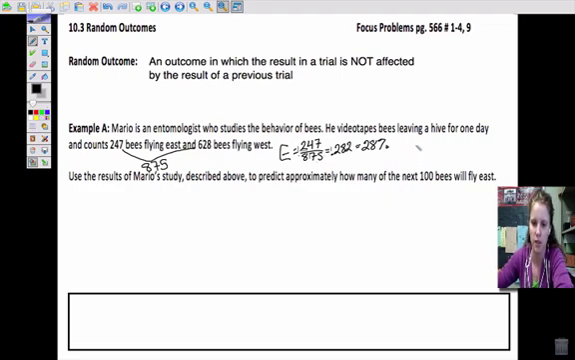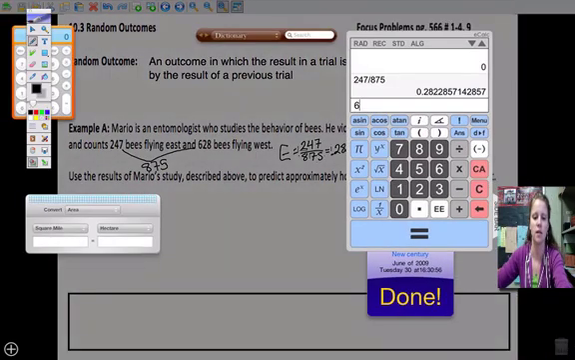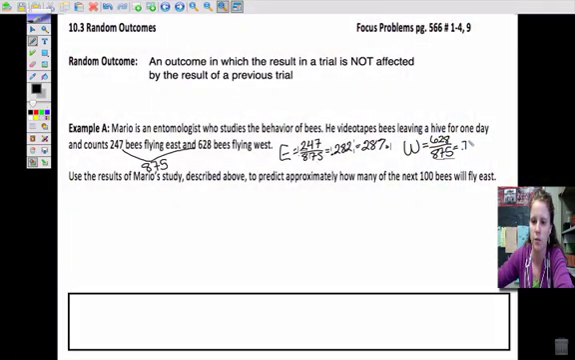Okay. The experimental probability of bees flying west was 628, and you could deduce here what our probability is going to be here, but we'll do the math just because. 628 divided by 875 is 0.717. We better round up to 72%, which makes sense there.